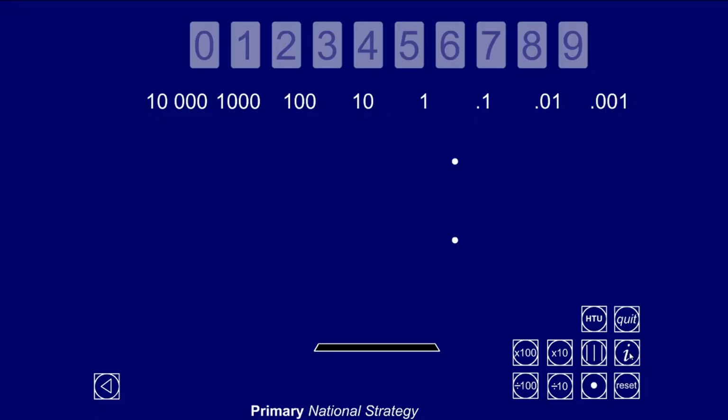What we're going to do now is we're going to go to the ICT, to the PowerPoint, and to a little song, and we're going to see how that same rule applies as we develop into decimals as well. So let's have a look.